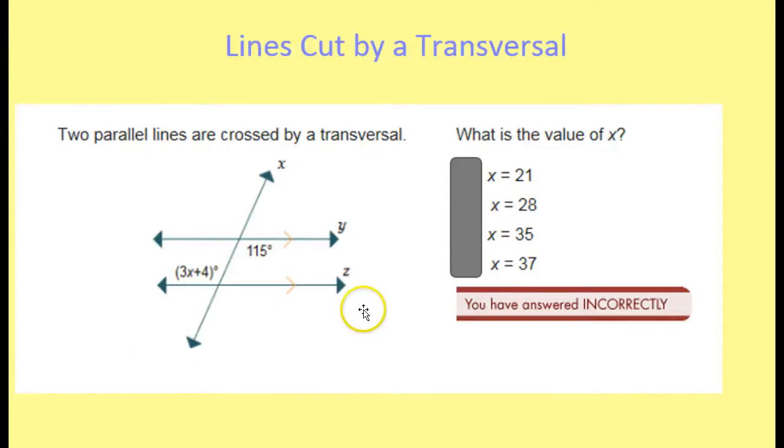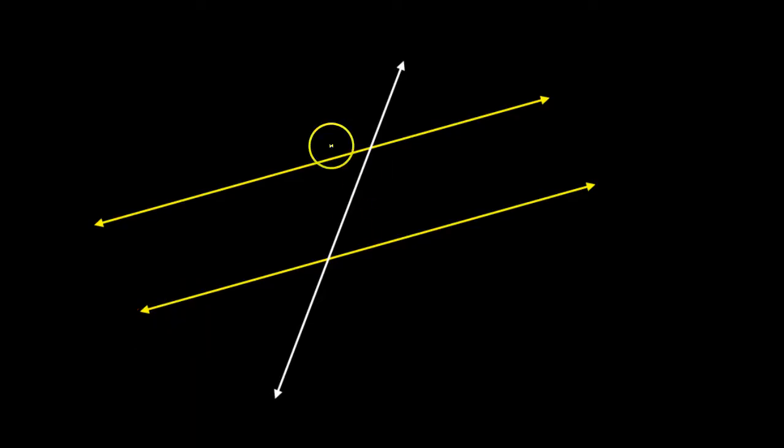This video is about lines cut by a transversal. Stuff like this right here. Now most of this video is going to be about parallel lines cut by a transversal. So of course these yellow lines are parallel, and this white line that's cutting across would be called a transversal.